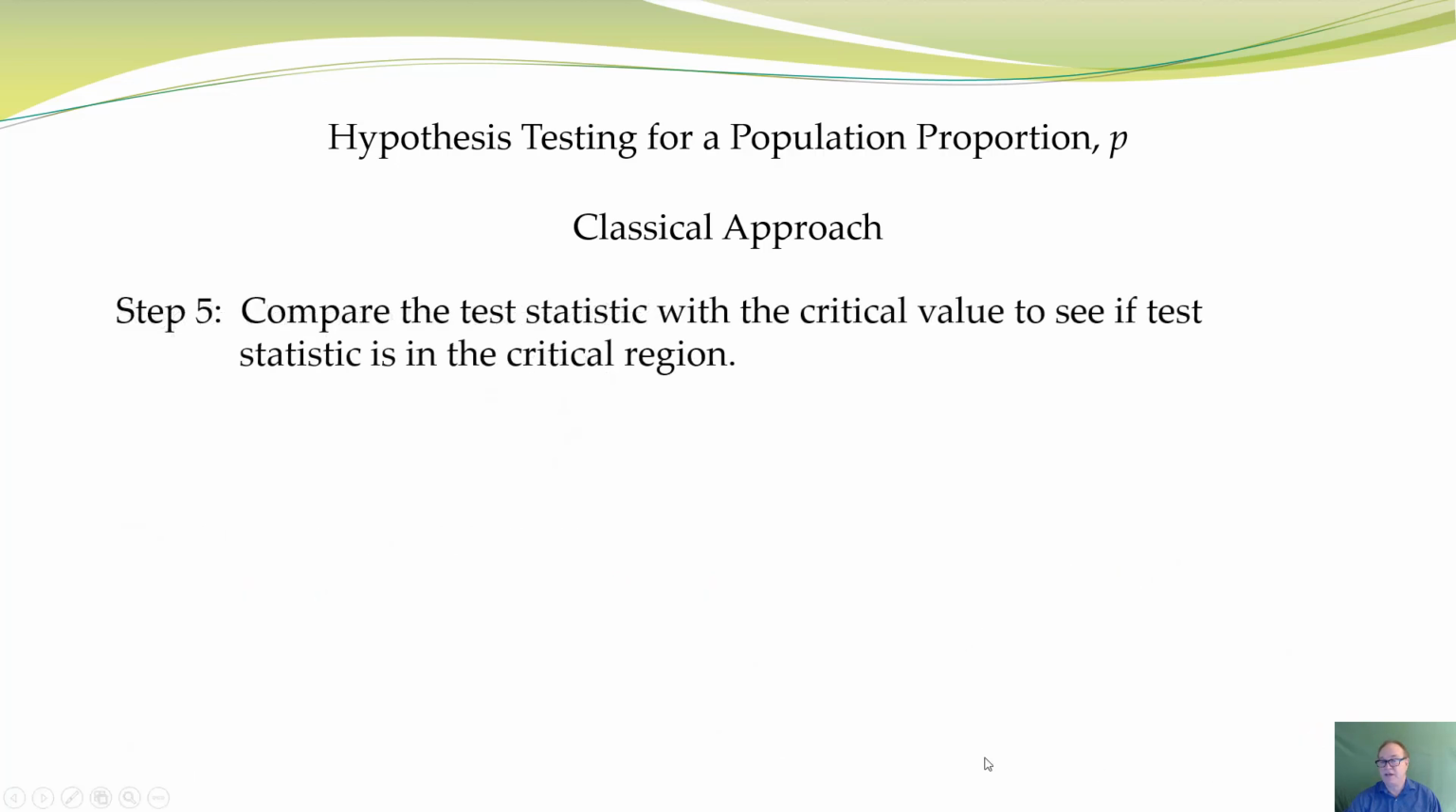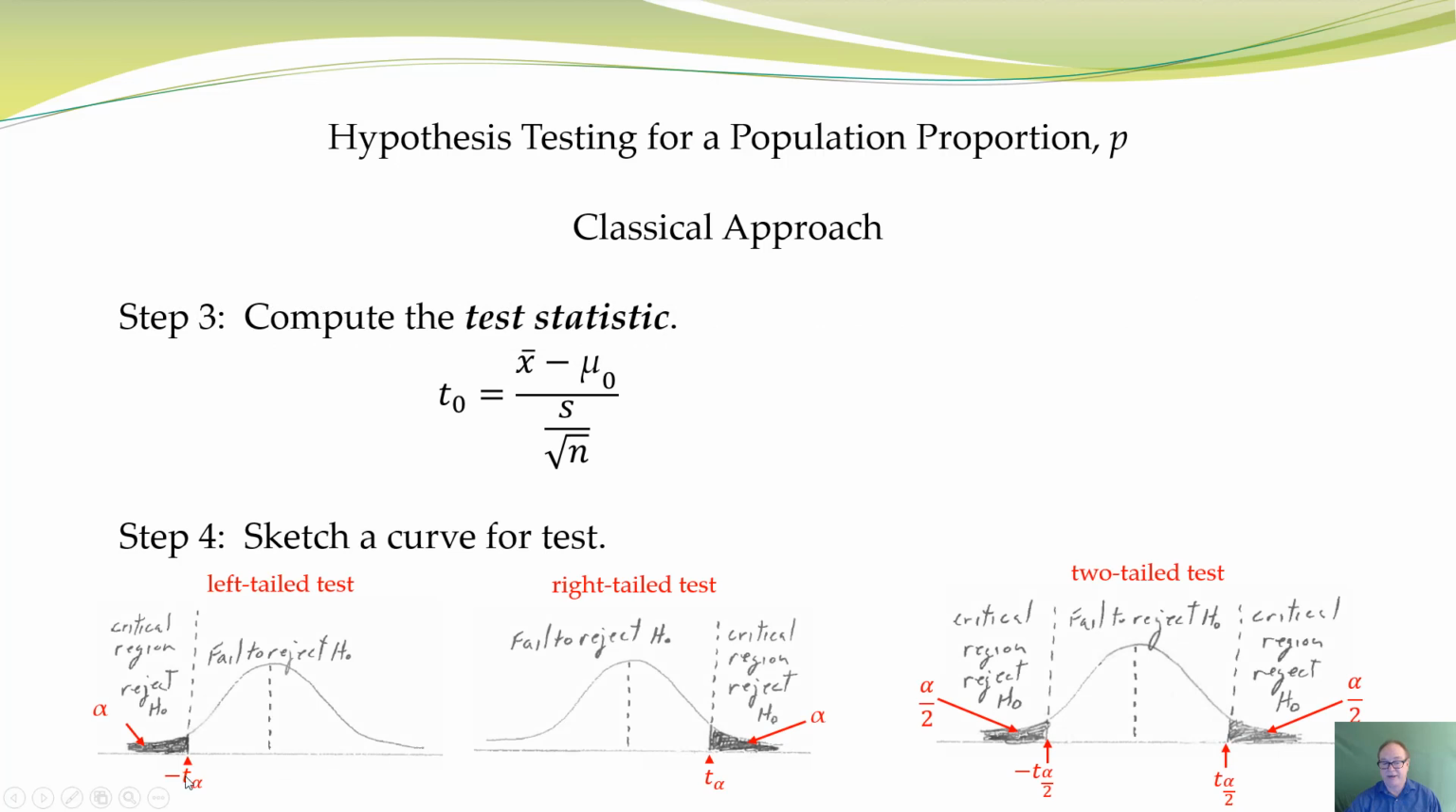Step 5, compare the test statistic with the critical value to see if the test statistic is in the critical region. Looking back at those previous drawings, if t sub naught is less than negative t alpha and we're doing a left-tailed test, that means it's over here. If it's greater than this, it's over here, you fail to reject. So we have to take this t sub naught and see, first off, know what test we're doing, and then see whether it's in the shaded region, which is the critical region, or not in the shaded region.